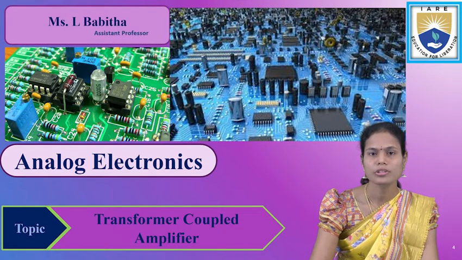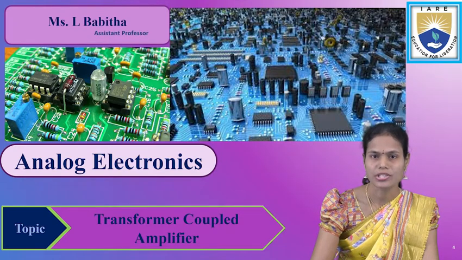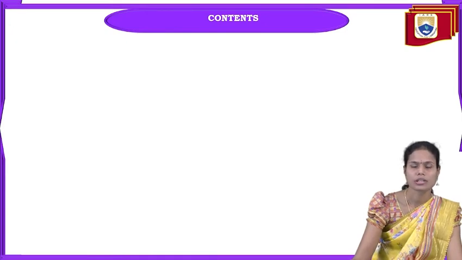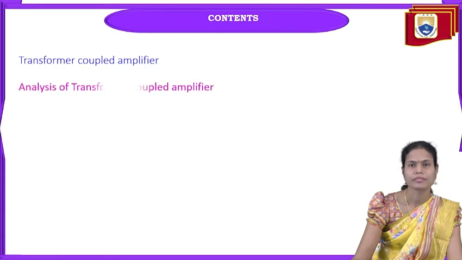In this session, I am going to describe about transformer coupled amplifier. This is one of the kind of multi-stage amplifier. While coming to the contents, I am going to discuss what is meant by transformer coupled amplifier, and the analysis part of transformer coupled amplifier in order to find the voltage gain, current gain, input impedance as well as output impedance of the amplifier circuit.